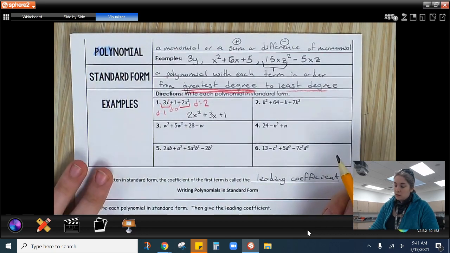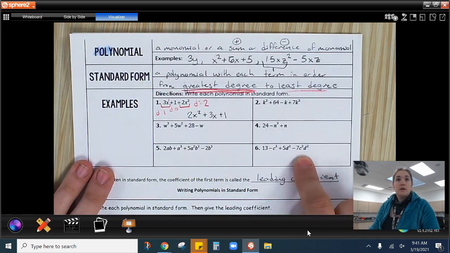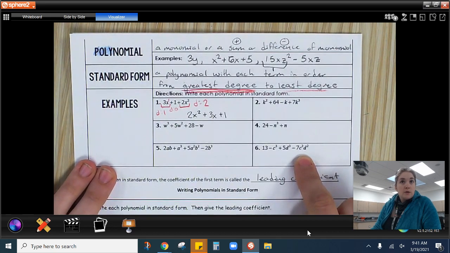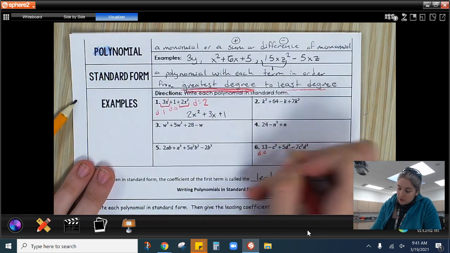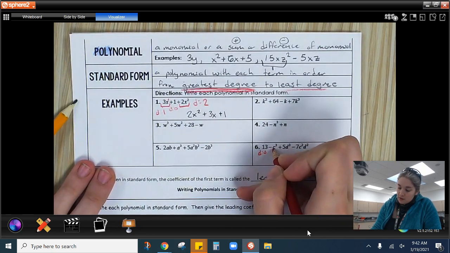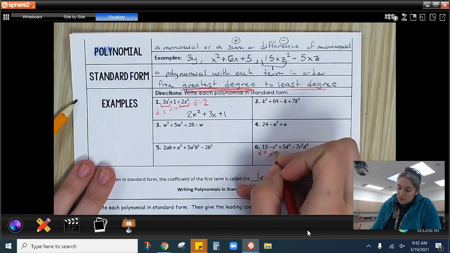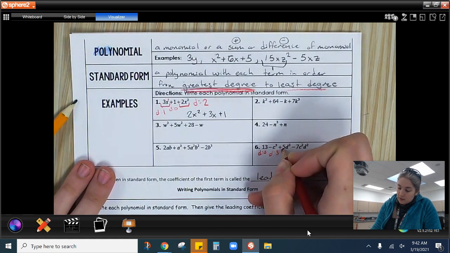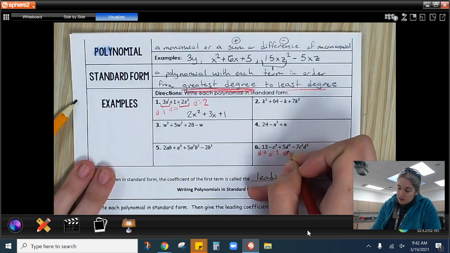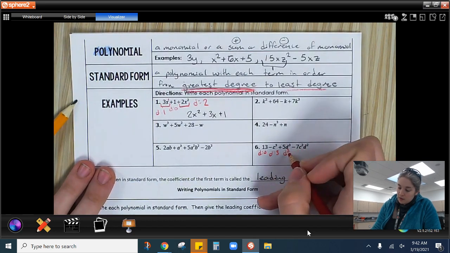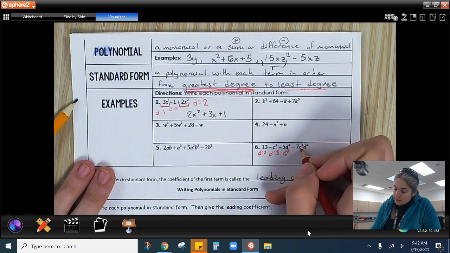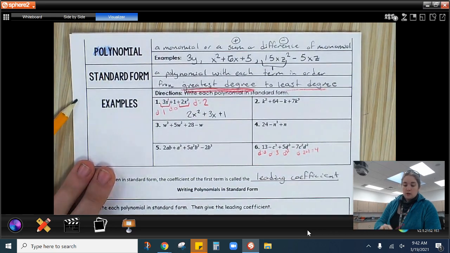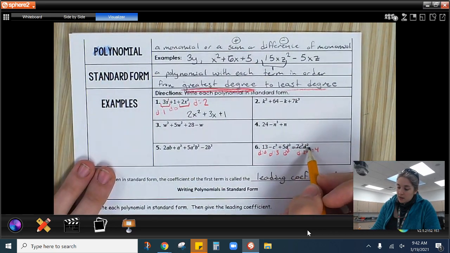So let's do this one down here next. For this one, we have a degree of 0. We've got a negative c to the third power, so this one has a degree of 3. And then we've got 5d to the 3. That's a degree of 3, excuse me. And then we have a negative 7c squared d squared. So the degree of this one's going to be 2 plus 2, which is 4. So our biggest degree is this one right here.